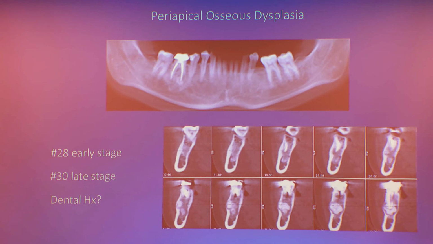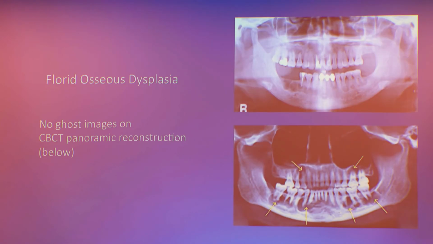Some other images. Florid osseous dysplasia, same condition, just occurring in multiple quadrants. But see, those look kind of scary, those apical lucencies. But they turned out to be dysplastic bone, not inflammatory lesions.